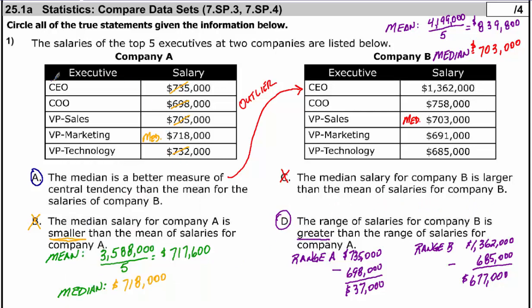So there's your work. Now, some of you had A and D as your correct answers, but you didn't have work to support it. We've talked before about the fact you have to have work. It doesn't have to look exactly like my work. Some people for D said the difference between the largest salary for Company B and the smallest was greater than the difference between the largest and smallest for Company A. That's a perfectly valid explanation. That shows me you understand the concept of range and know how to apply it.